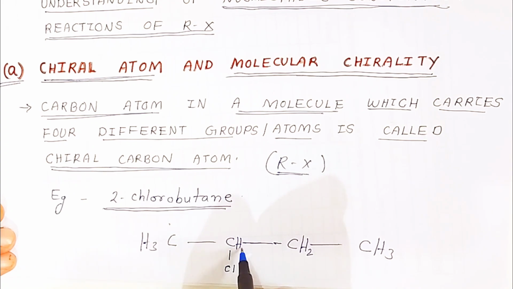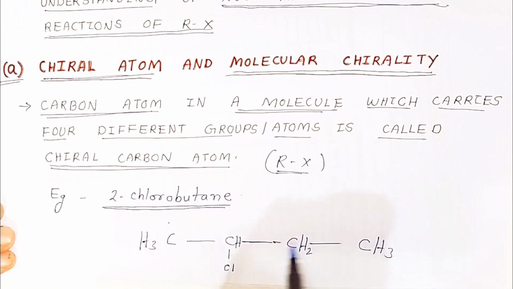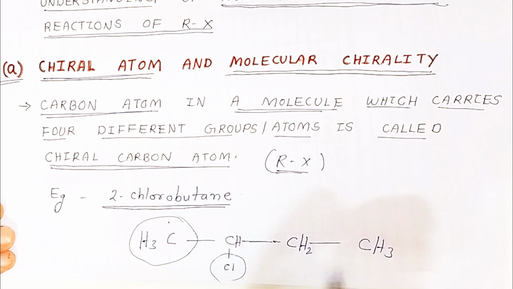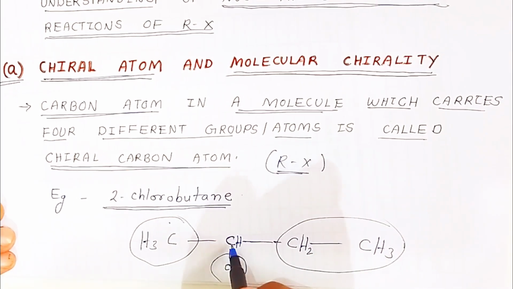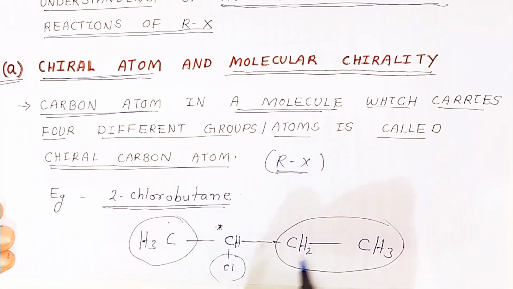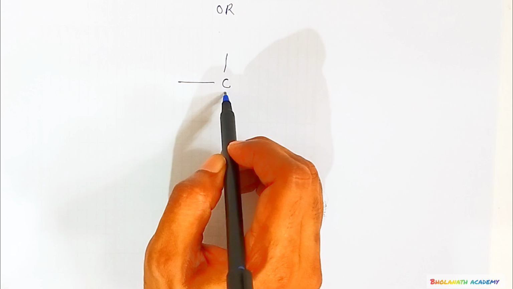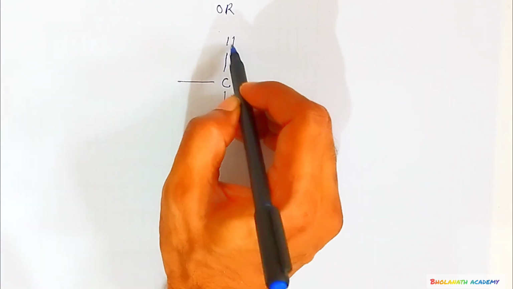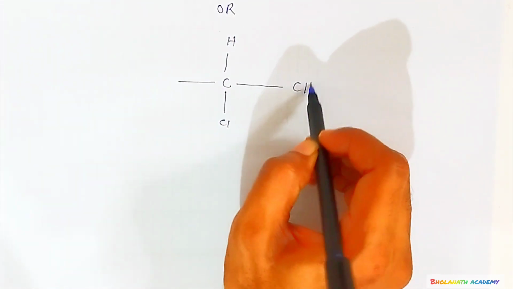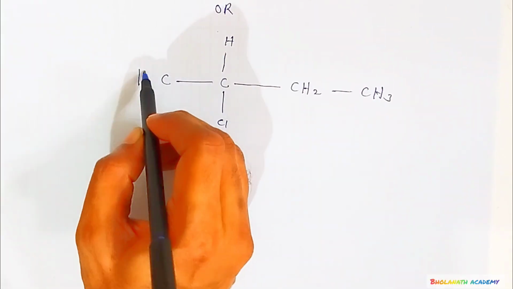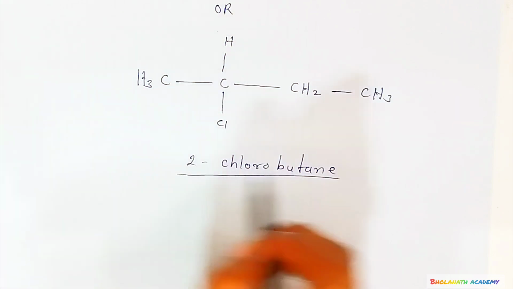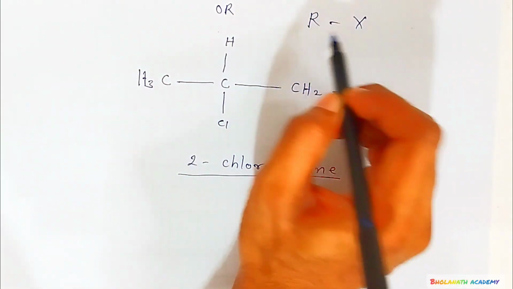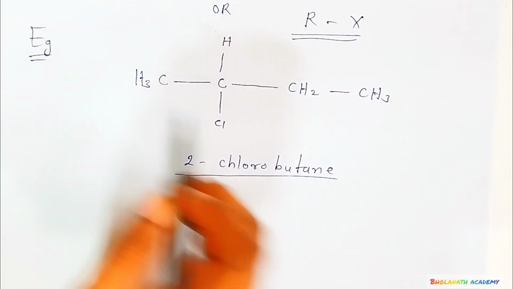When you see carbon number 2, students, it has different groups. This is a methyl group, this is chloride, this is ethyl, and one more, that is hydrogen. So this carbon is called a chiral carbon because it has different groups. Understanding? You can also write it like this, students: 2-chloro, here hydrogen, CH2, CH3. This is the molecule, students. This molecule is an alkyl halide. This is the example of an alkyl halide that I have written: 2-chlorobutane.